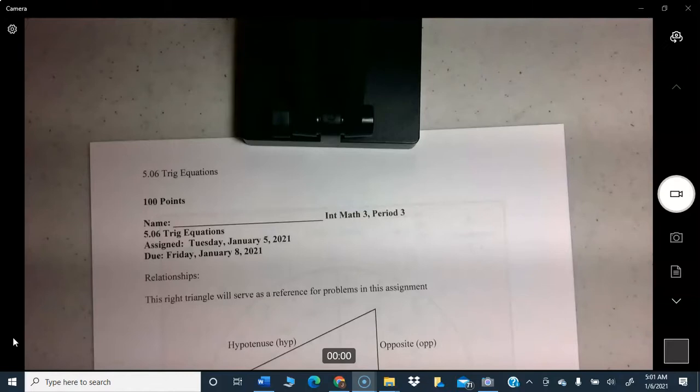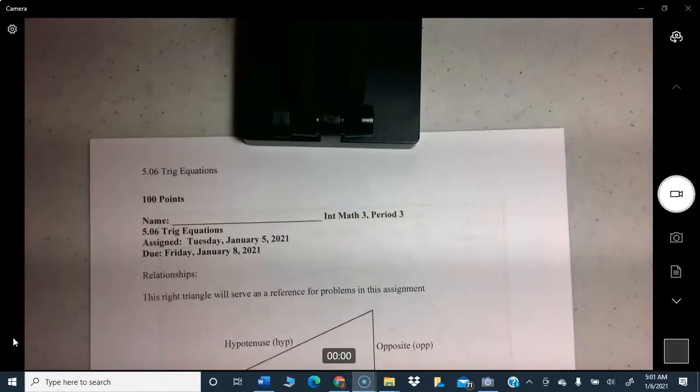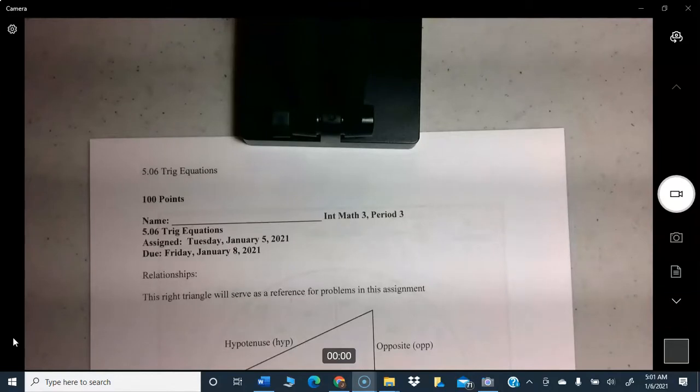Integrated Math 2. This is the solutions for your assignment. It's actually 5.05 and 5.06. It's trig equations. It includes the laws of cosines and sines. So I'll do most of these, maybe all of them. Let's see how it goes here.